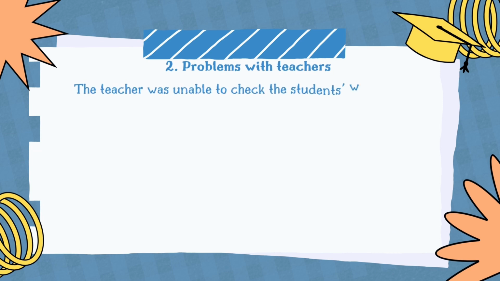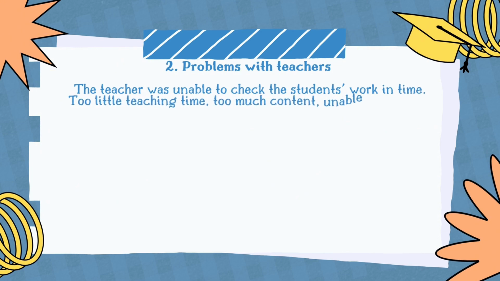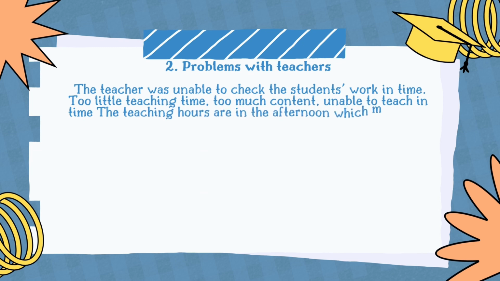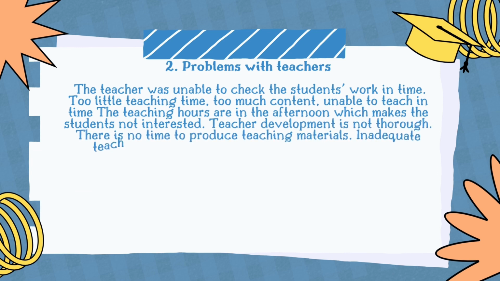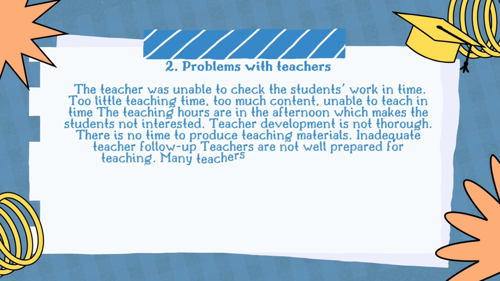2. Problems with teachers. The teacher was unable to check the students' work in time. Too little teaching time, too much content. Unable to teach in time. The teaching hours are in the afternoon, which makes the students not interested. Teacher development is not thorough. There is no time to produce teaching materials. Inadequate teacher follow-up. Teachers are not well prepared for teaching.